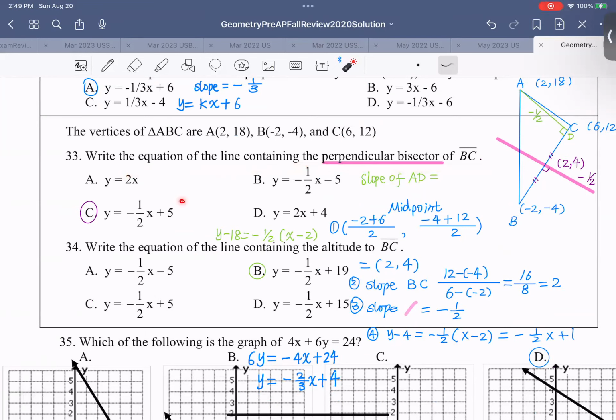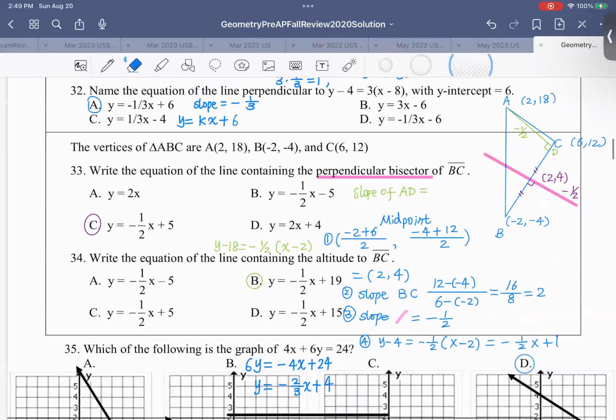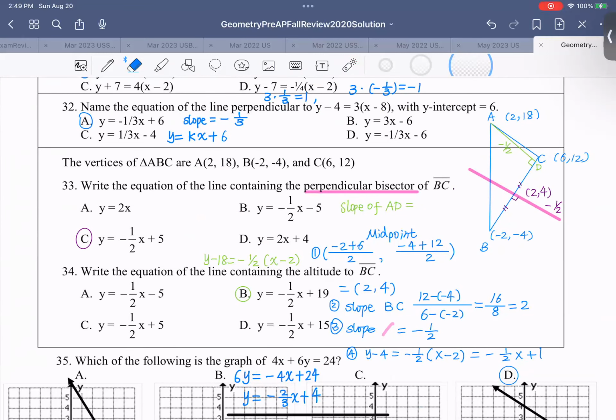Number 33. This might be a little bit of a challenging question. Who wants to do number 33 with me together? Anybody? Anybody want to do 33? Just unmute yourself. Nobody? Sophie, let's do 33.